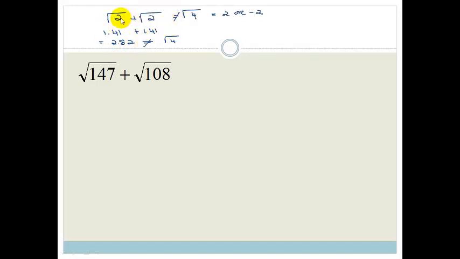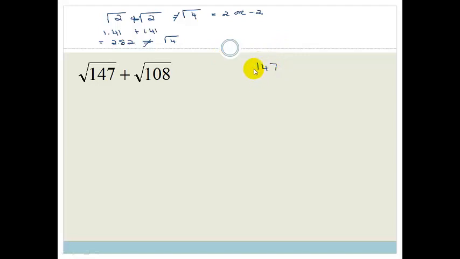So please understand that you cannot bring these under the same square root or cube root or whatever surd it is if there's a plus or a minus between them, because then there are two different terms. But if there's a times or divide, you can. Okay, so again, what we're going to do is we're going to look at prime factors. Okay, so the first thing that we're going to do is look for our 147.